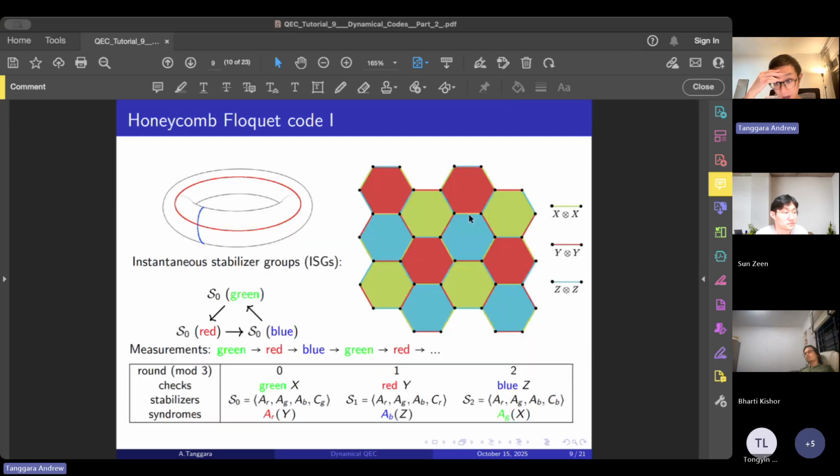Yeah, and this is the honeycomb Floquet code, which I'm not gonna go into super detail here, but essentially you cycle between this three stabilizer group. Oh, sorry, so this should be like S1 and S2. But anyway, you measure the green checks, and then you measure all the red checks, and then you measure all the blue checks.